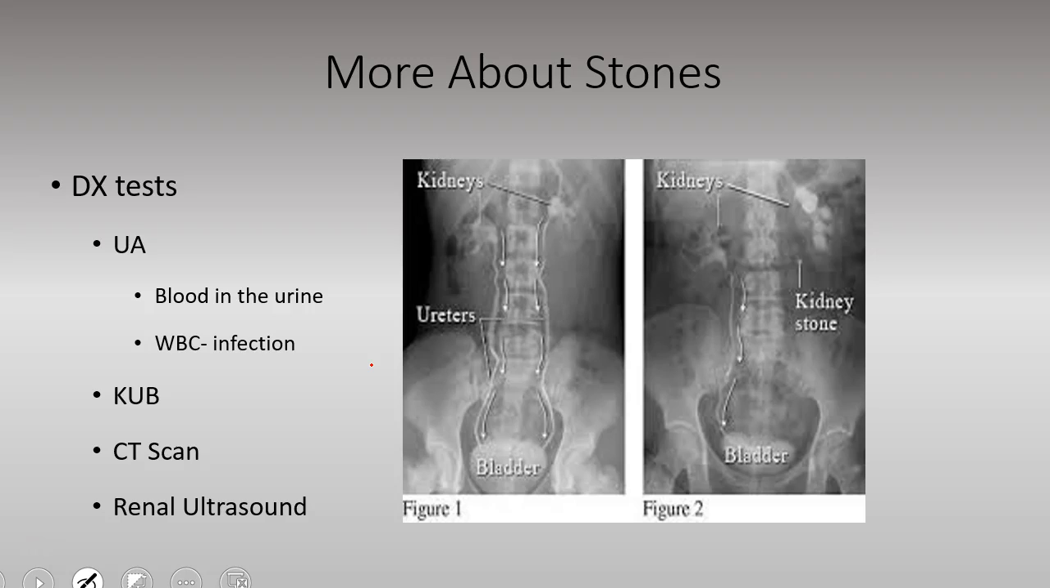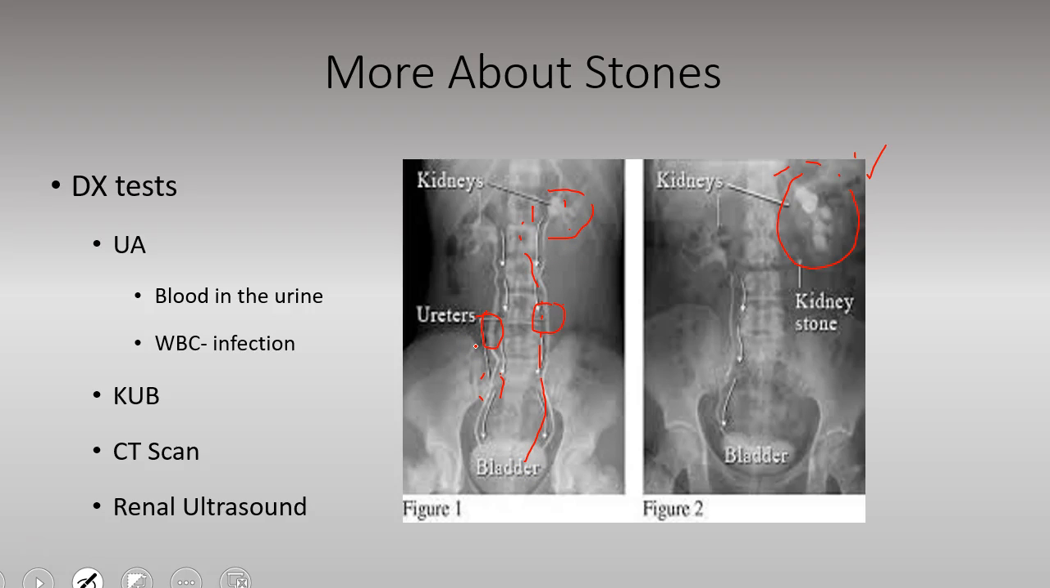This right here is actually a picture of a KUB, and basically what it does is it will show you what kidney stones there are and if they have gotten stuck somewhere. This one here shows that there are stones in the kidneys, and then this picture here shows where they're going down and making their way to the bladder, and they have gotten stuck in these areas here.